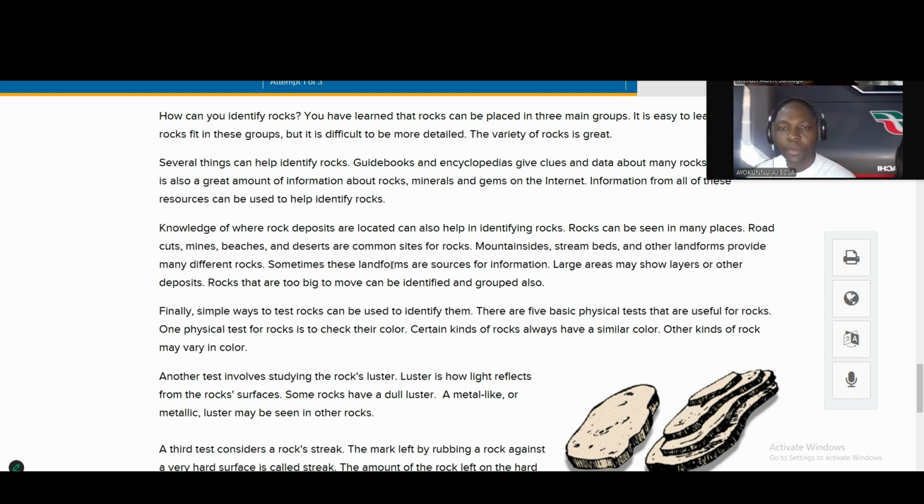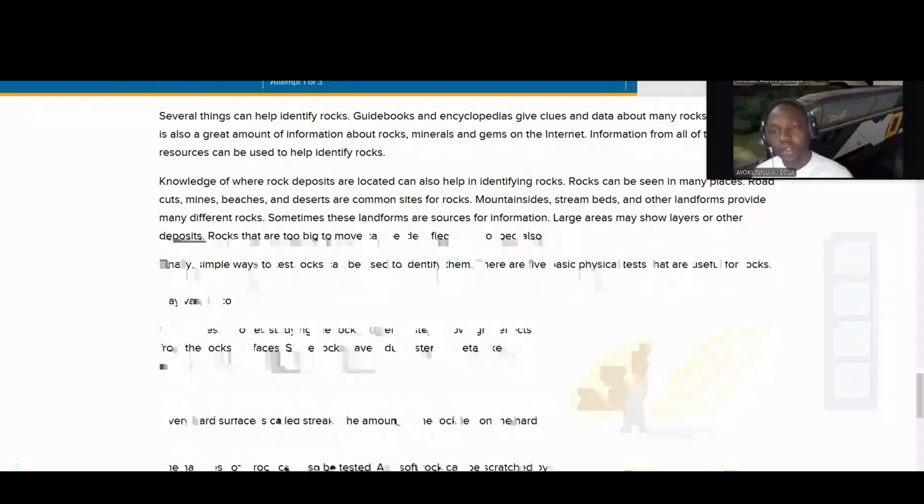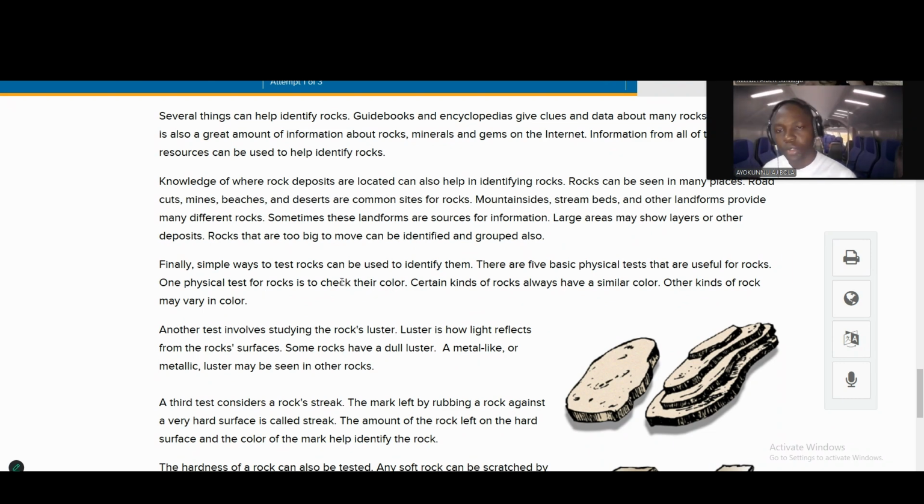Sometimes these landforms are sources for information. Large areas may show layers or other deposits. Rocks that are too big to move can be identified and grouped also. Finally, listen please. Finally, simple ways to test rock can be used to identify them. There are five basic physical tests that are useful for rocks. One physical test for rock is to check their color.